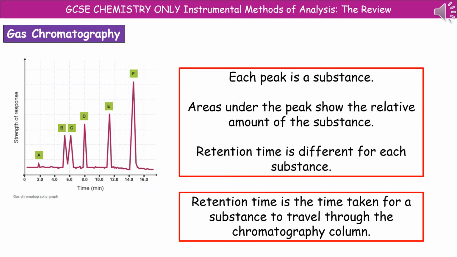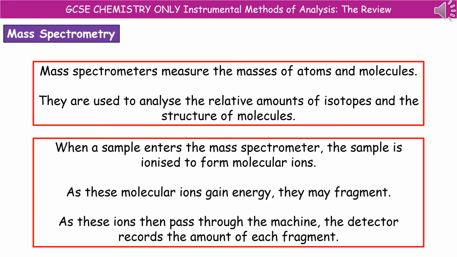So if you're asked to analyse a chromatogram, then each peak is a substance, and the area under the peak shows the relative amount of the substance. So what we've got on the bottom is their retention time, and that's different for each substance, hence the different peaks for each one. The retention time is just the time it takes for the substance to travel through the chromatography column. The last process we're looking at is mass spectrometry.